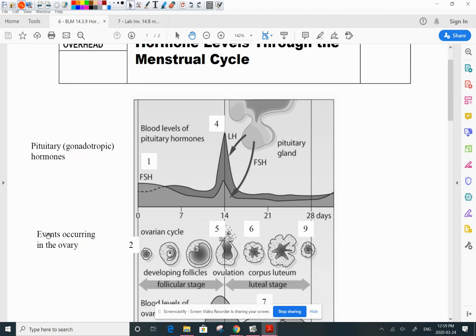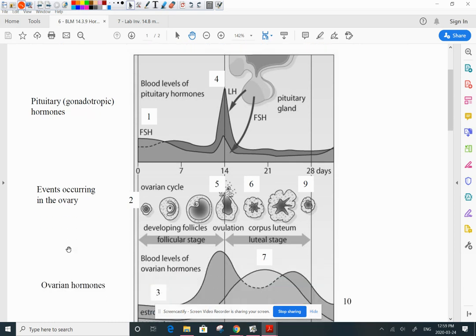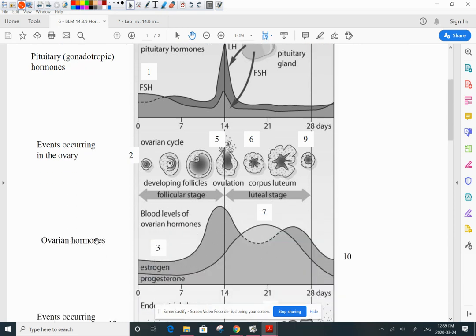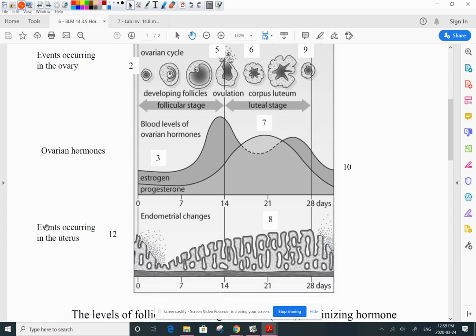Number 2 here, it shows the events that are happening in the ovary. And then the ovarian hormones. So these are the hormones produced by the ovary. And then finally, the events that occur in the uterus. So along the bottom, you see the days of the menstrual cycle. Starting day 0, that's like the start of menstruation.